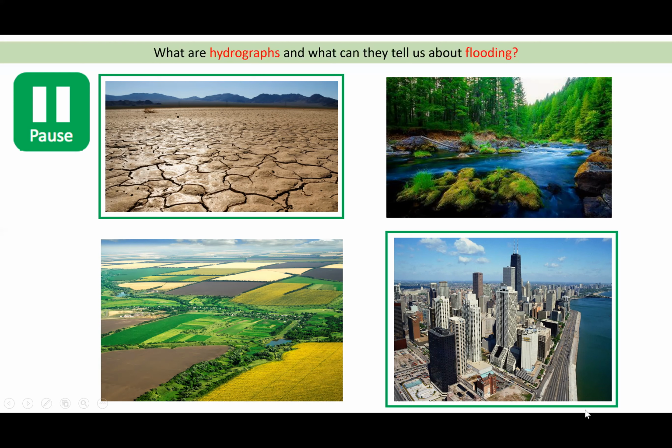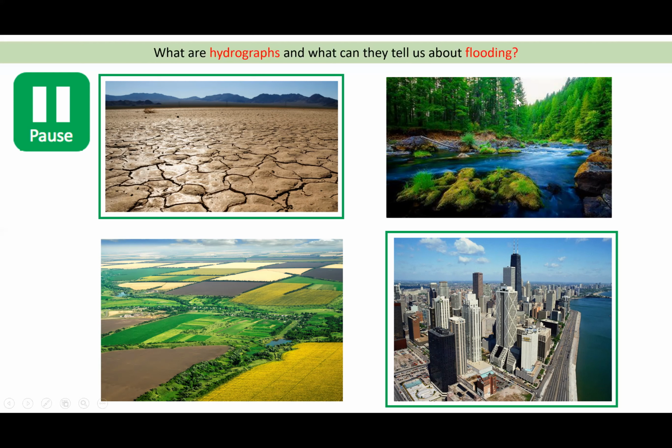This location would also probably flood the most. And again, we can see that it's an urban area with lots of impermeable surfaces. And so the water will not be able to infiltrate through the ground. It will stay as surface runoff and enter the river channel.